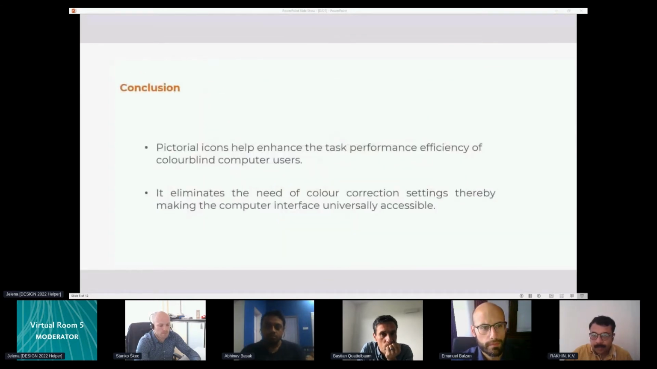So it could be concluded that pictorial icons greatly help enhance the task performance efficiency of colorblind computer users, and it eliminates the need for color correction accessibility settings, as the same visual component is universally accessible to both users with color vision deficiency as well as normal color vision. Thank you.